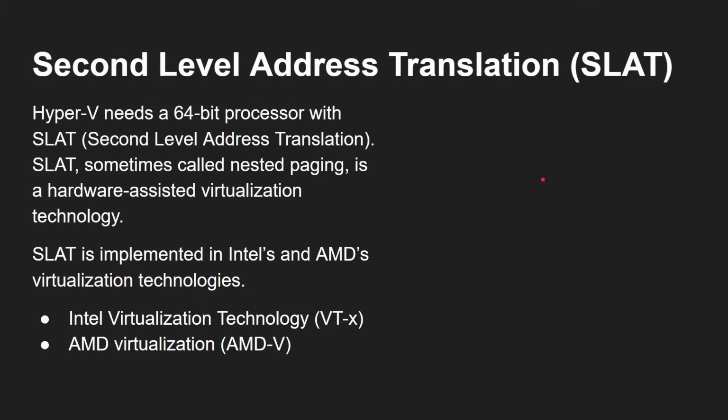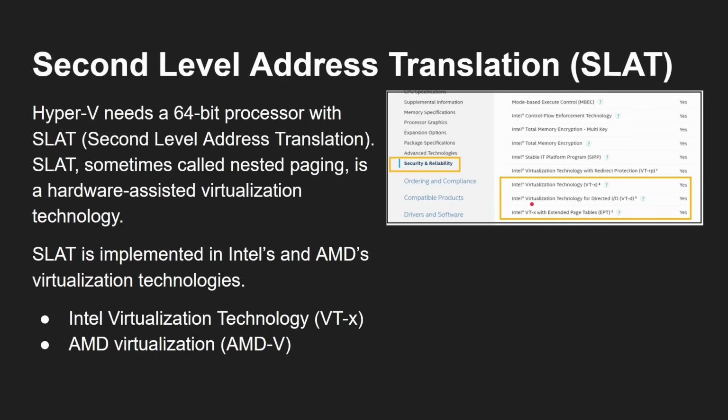Now, to use all of these things, you're going to need hardware support called Second Level Address Translation, SLAT. Hyper-V needs a 64-bit processor with SLAT. It's sometimes called nested pages, and it's basically a hardware-assisted virtualization technology. It's implemented in AMD's and Intel's virtualization technologies, as I mentioned earlier on. And if you were looking up your processor, for example, on Intel's page of information about your processor, you'll see here VT-x with extended pages.